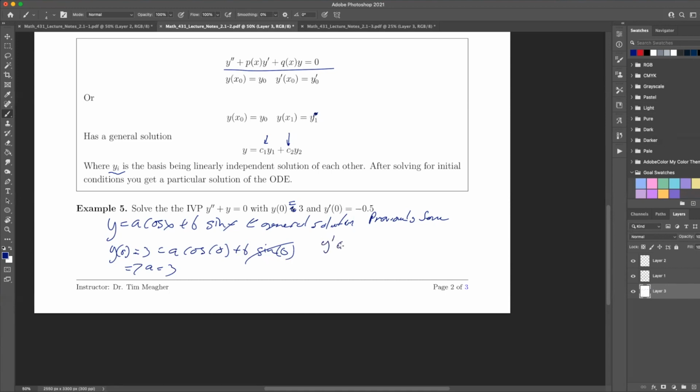And then we'll do y prime of 0 is equal to minus 0.5. If I take the derivative of this, the derivative of cosine is minus sine, so this will be minus a sine x, plus sine becomes cosine, so b cosine x. We know x is 0, so let's plug in the 0. Sine of 0 is 0, so I get rid of this, and cosine is just 1, so this implies that b is equal to negative 0.5.